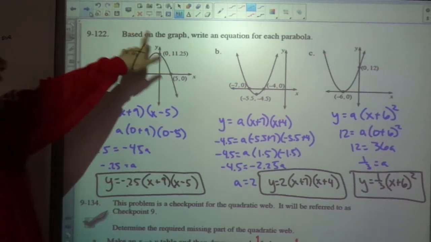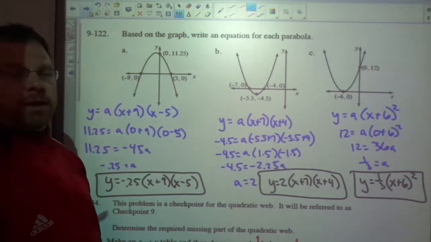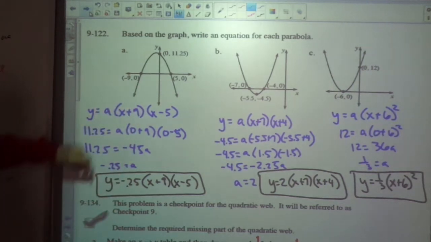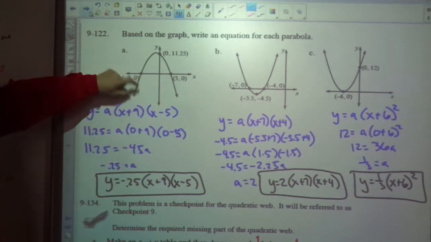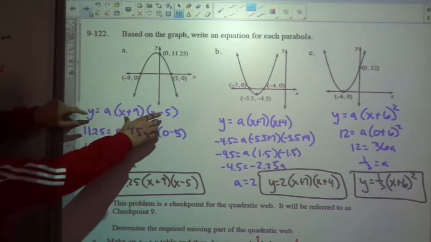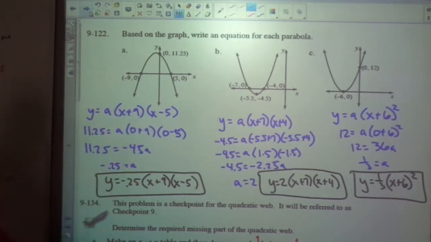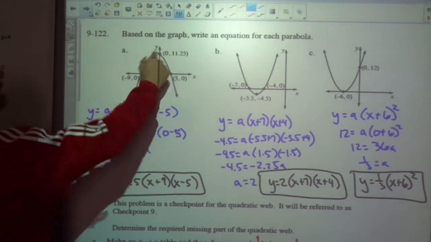22. Now we're given a graph with some information and we're asked to write an equation. So here's my starting point. I look at the x-intercepts, and I know this means we're going to have x plus 9 and x minus 5. These are the zeros, right? These are the x-intercepts. And I have the a value. I don't know that front number. But then they give me one other number here.